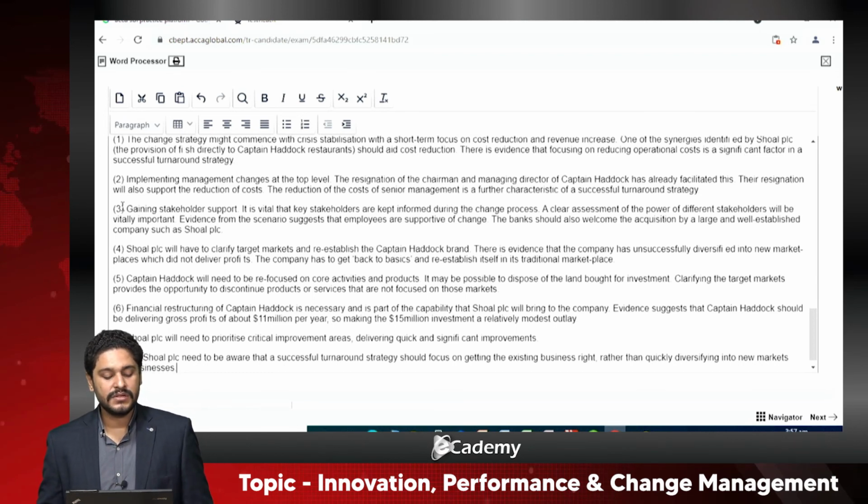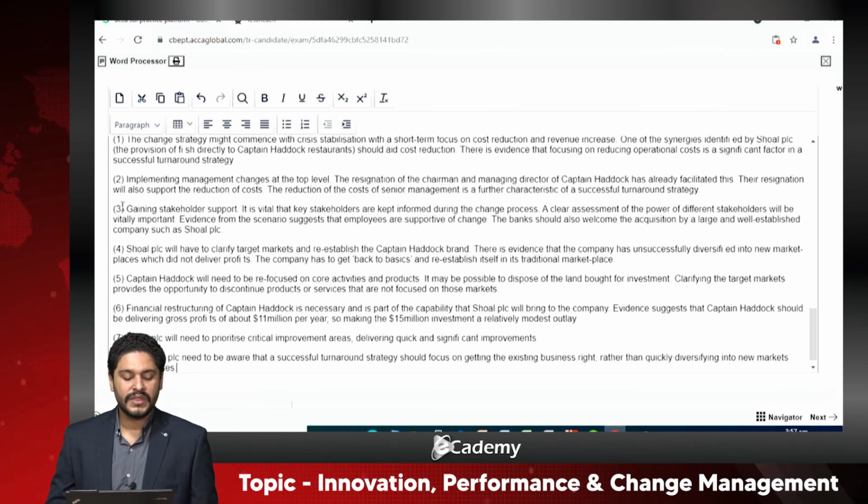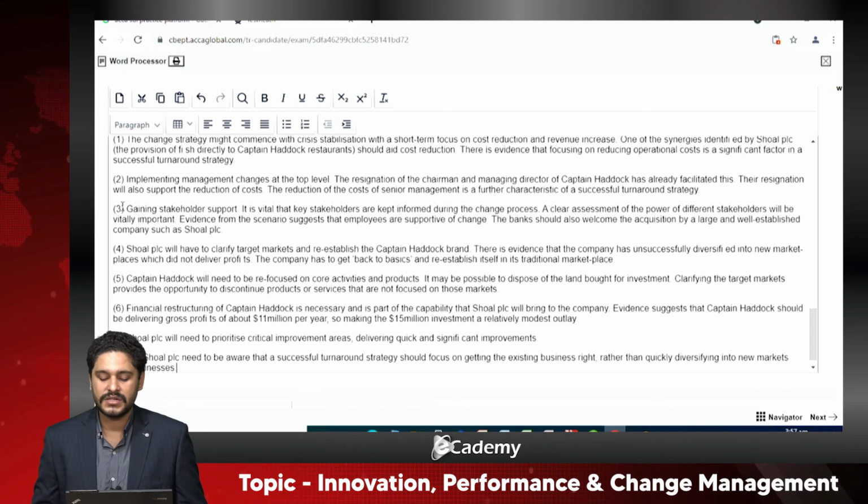Gaining stakeholder support: it is vital that the key stakeholders are kept informed during the change process. A clear assessment of the power of different stakeholders will be vitally important. You can also assess the type of stakeholder by using the Mendelow's matrix model. Evidence from the scenario suggests that the employees are supportive of change. The bank should also welcome the acquisition by a large and well-established company such as Shoal PLC.